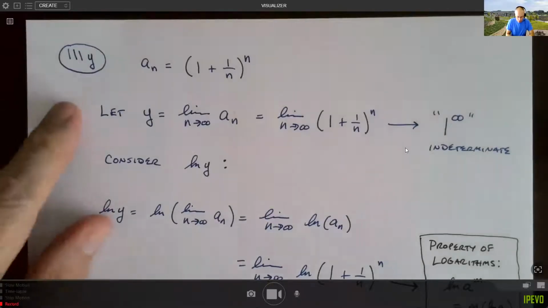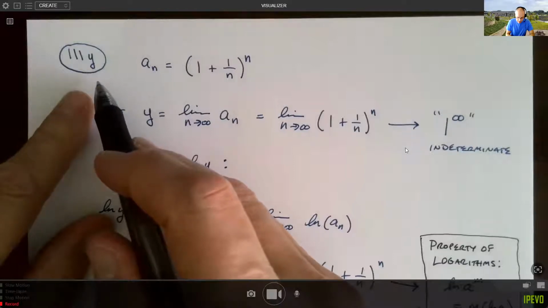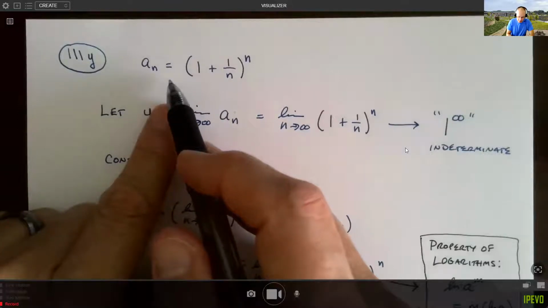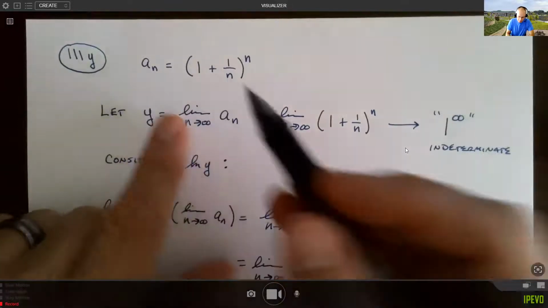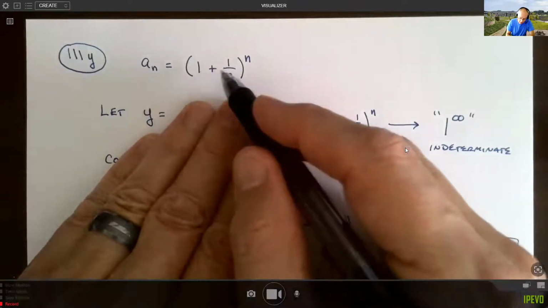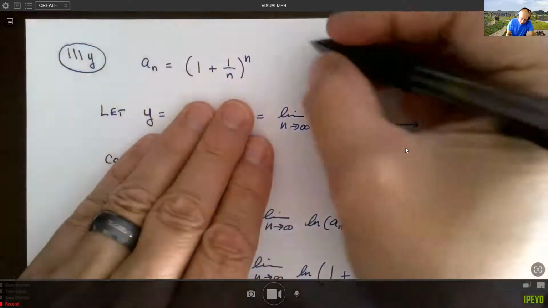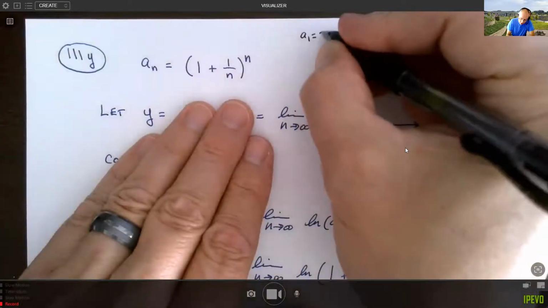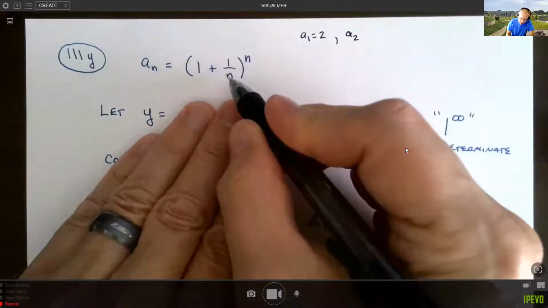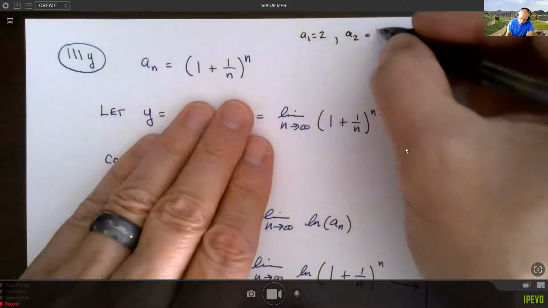Take a look at number 111y, and it's to find the limit of the sequence that's given by this general term. If you wanted to play around and see what happens when n is 1, you'll get 1 plus 1, which is 2 to the first power. So for instance, a sub 1 is 2, and then a sub 2, when you plug in 2, you get 1 plus a half to the second power, so 1.5 squared.